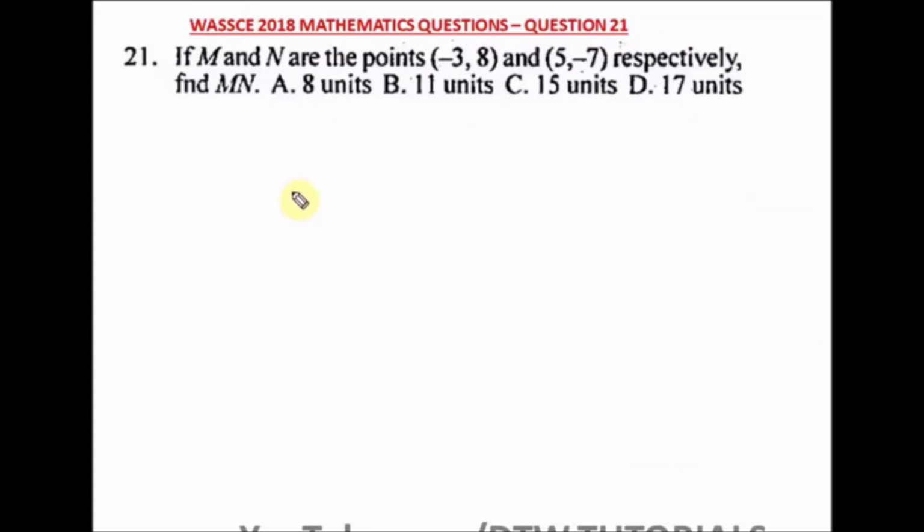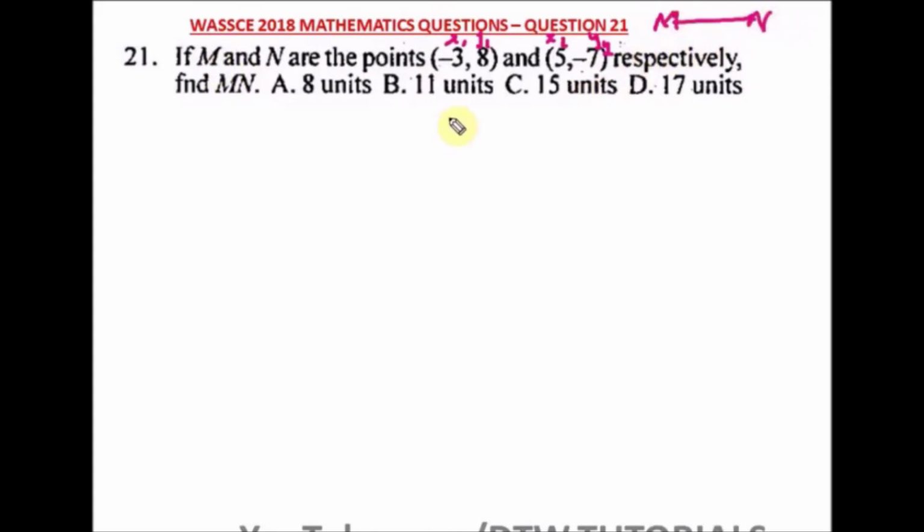Question 21 of the WAEC 2018 Mathematics Past Question says if M and N are the points (-3, 8) and (5, -7). So this is x1, y1, and this is what? x2, y2, respectively. Find MN. What it means is what? Find the distance between 2 points. Okay, the distance from M towards N. Okay, that's the distance between 2 points. So we have to find this distance.